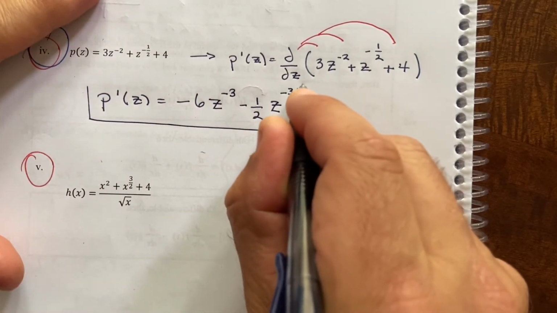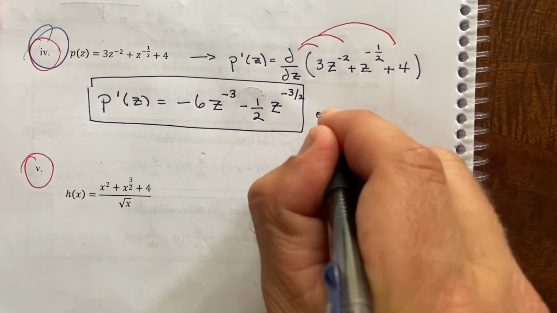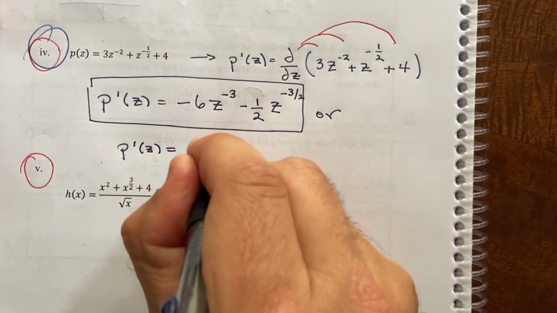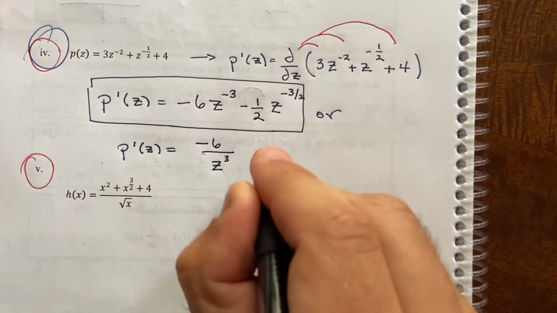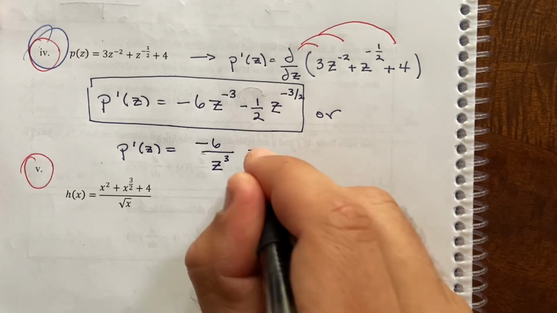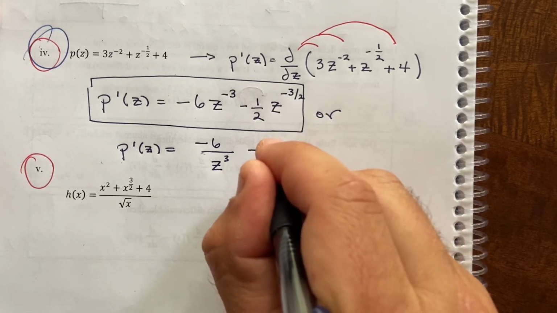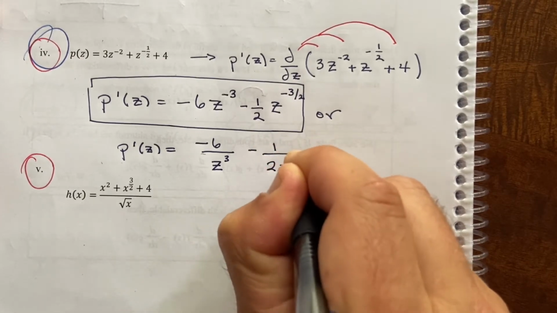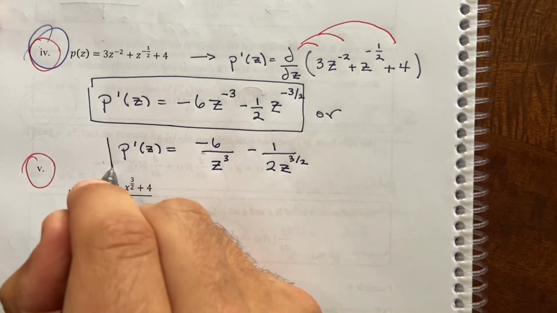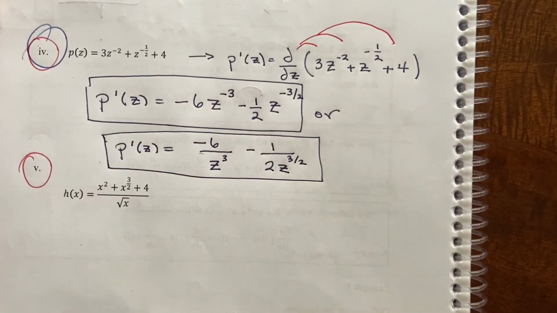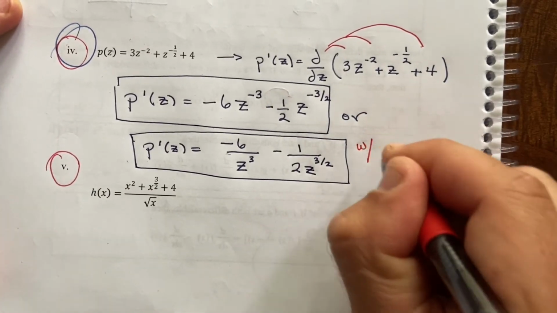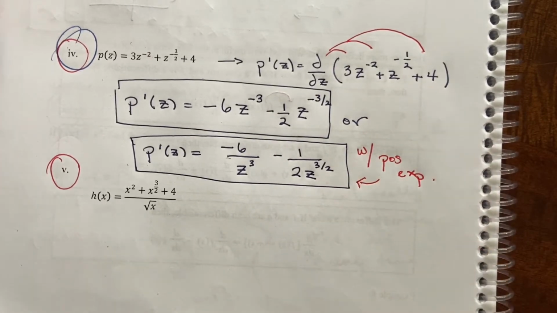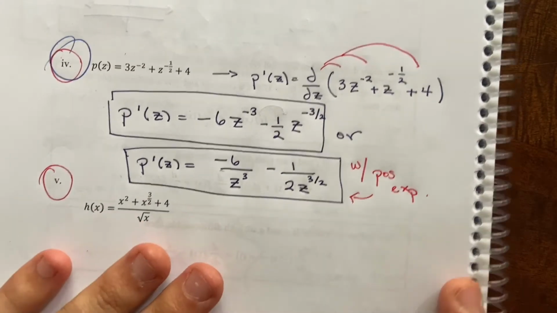So if you need your exponents to be positive, you would want to write -6 over z cubed minus, I guess we'll say, 1 over 2z to the 3/2. So this would be the positive exponents version here. Okay, moving on.